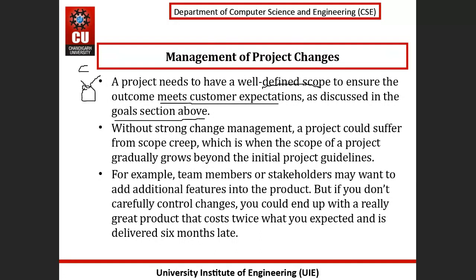Fine. So without strong change management, a project could suffer from scope creep, which is when the scope of the project gradually grows beyond the initial project guidelines. For example, team members or stakeholders may want to add additional features into the product. But if you don't carefully control changes, you could end up with a really great product that costs twice as much as expected and is delivered 6 months late.